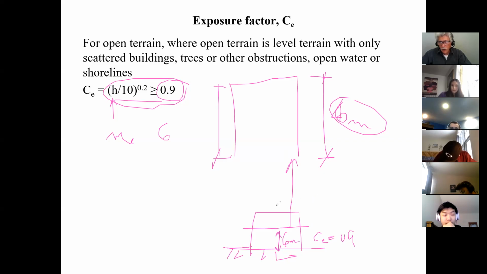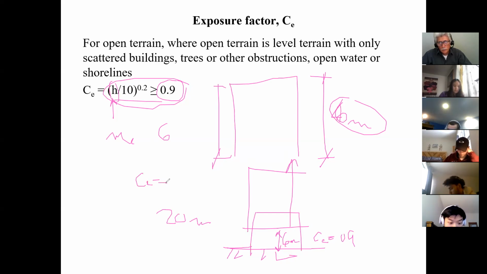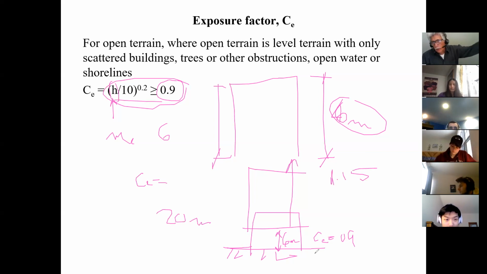So for example, if all of a sudden I have a building here that is 20 meters high, can somebody put in 20 here and calculate what the CE value is? 1.15. So guys, what they're saying is that as you go higher up into the air, the wind speeds are bigger and bigger, and therefore the exposure factor becomes bigger and bigger. And that's what the CE value does.